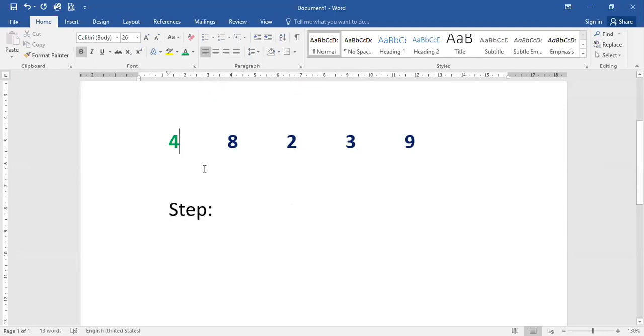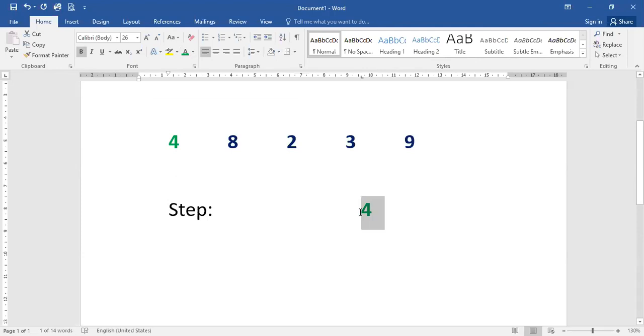What is the use of this pivot element 4? Listen, with the help of the pivot element you have to divide the other elements. It means you have to keep the pivot element as the middle element like this. You have to compare the other elements with the pivot element. Let us say 8 is compared with 4.